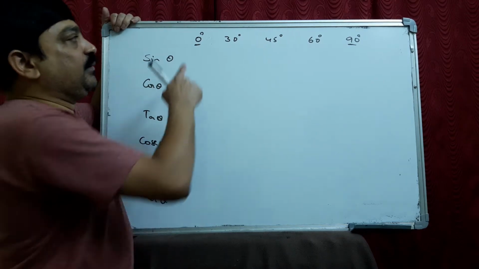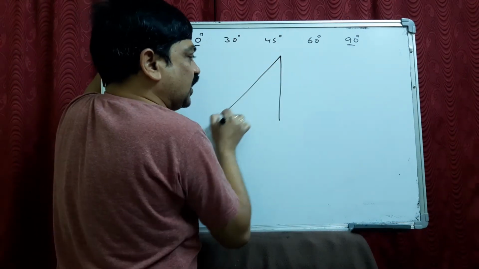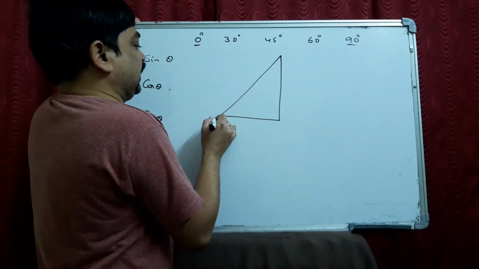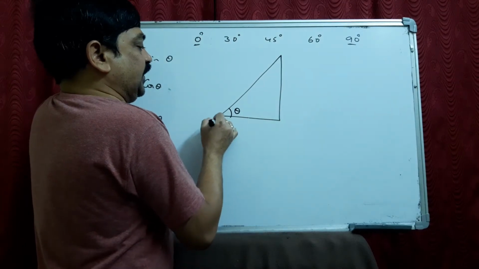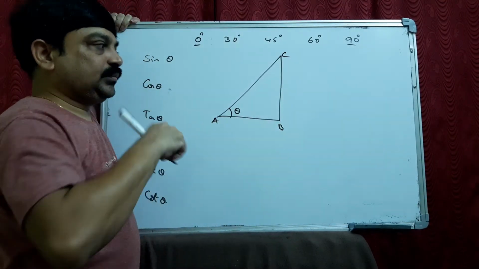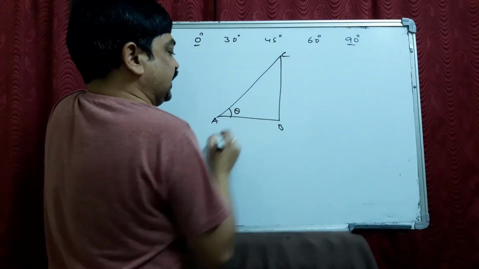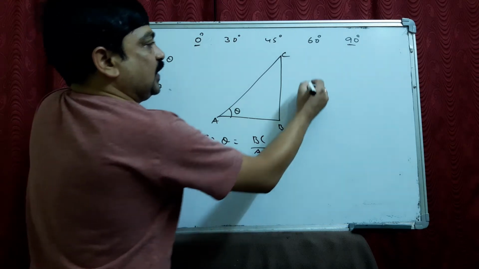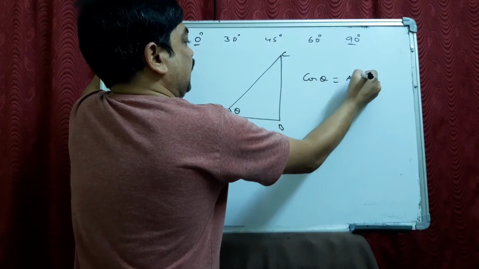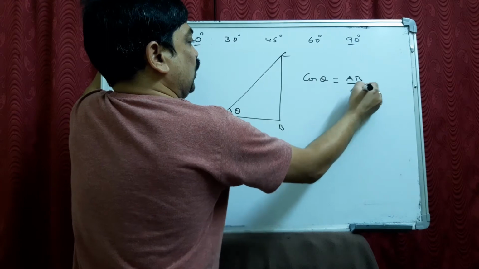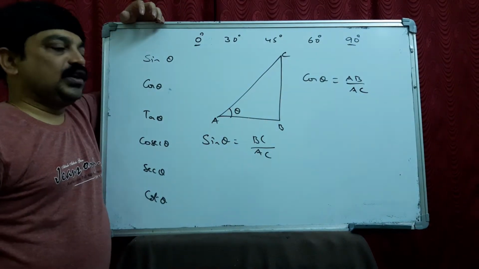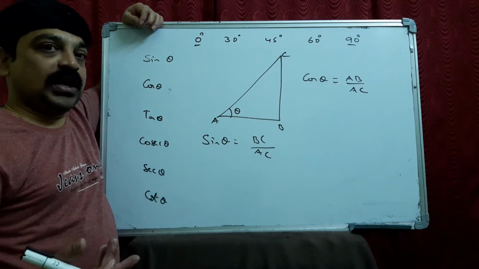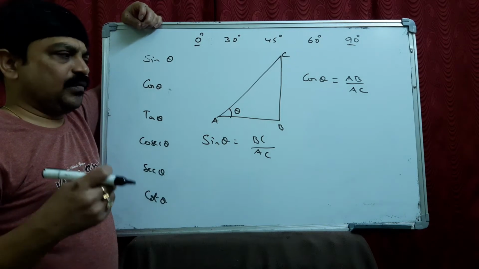First of all, for 0 and 90, how to prove? It is not actually required to know how we get this, but I'll tell you. Say if I take theta here, with the triangle A, B, C, like this. What is sine theta? BC by AC. Cos theta? AB by AC. Now I am going to explain 0 degrees, and after that we go with 90 degrees. What happens if it becomes 90? Just the reciprocal of that.